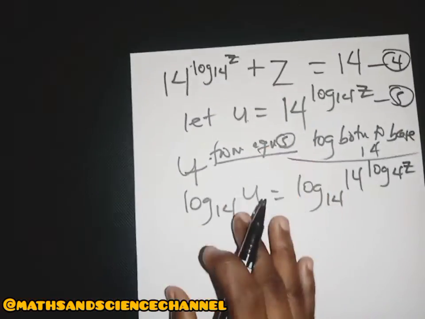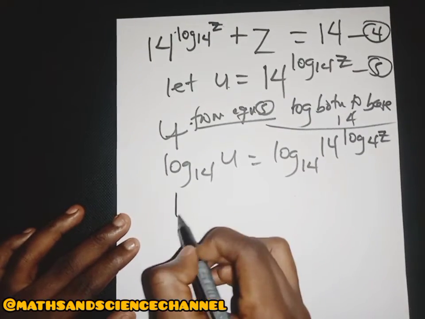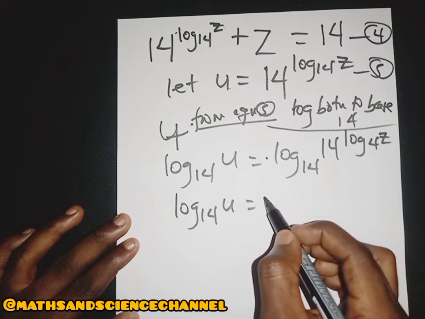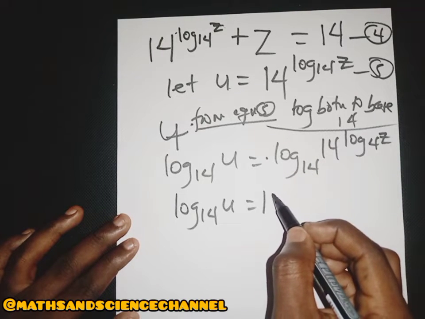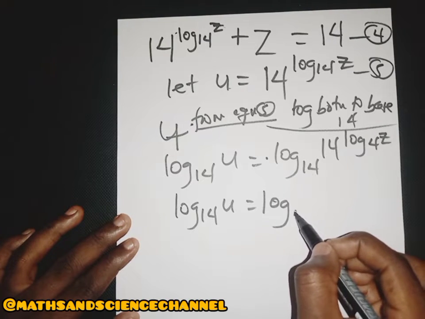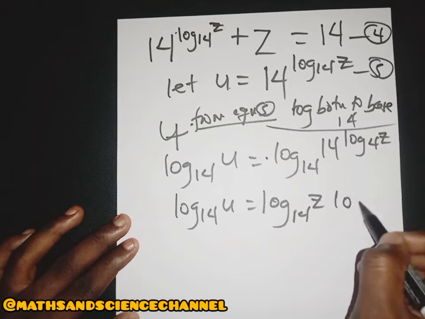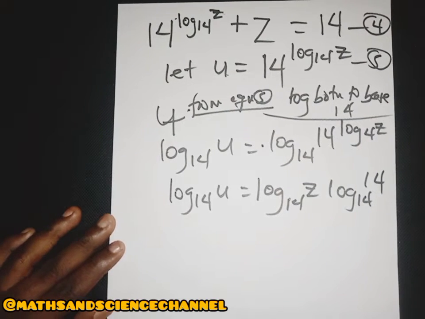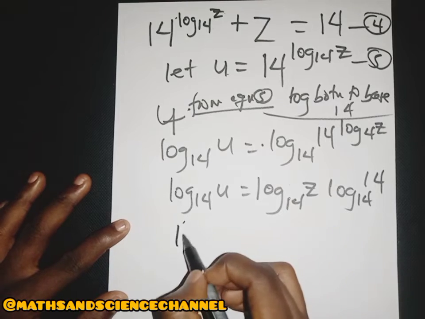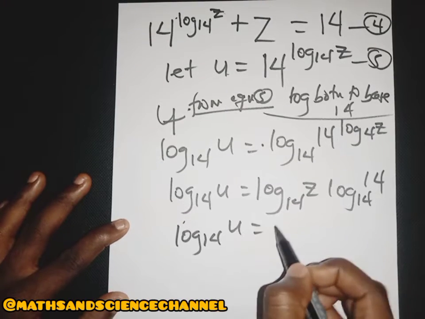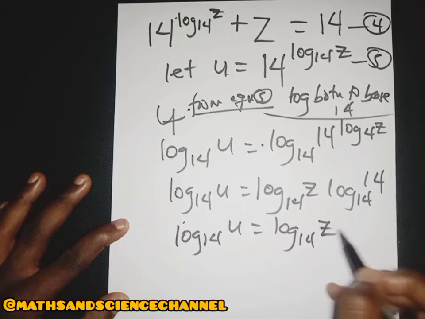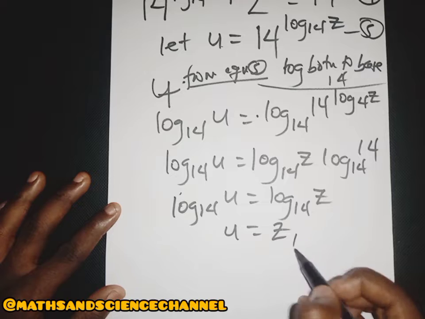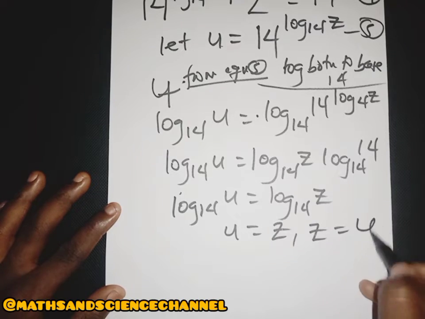So from here we take this log base 14 u, so we can send the whole thing to the front. So we have this log base 14 z, and then we have log base 14 of 14, which goes to 1, right? So if it goes to 1, then we have log base 14 u equal to log base 14 z. So from here we can see clearly that u equal to z, and in the same way z is also equal to u in this case, right?